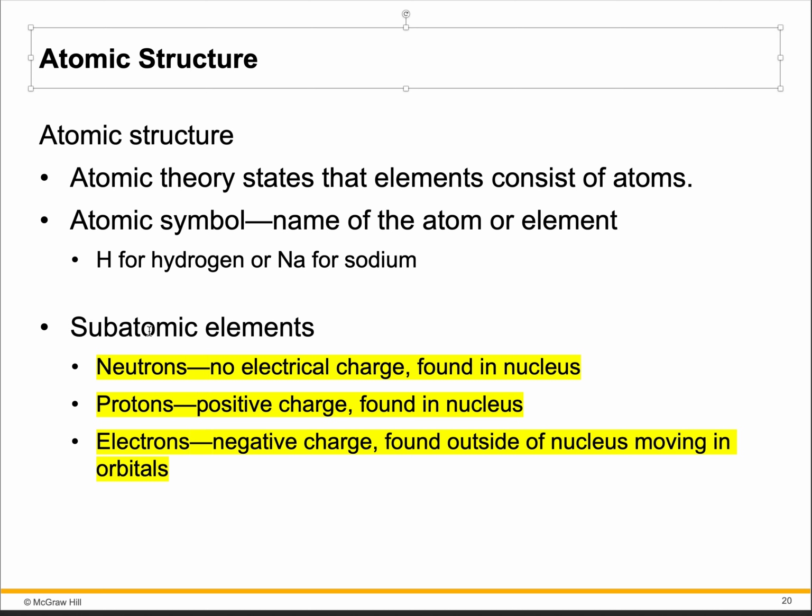Let's move on to subatomic elements. This is probably super fresh in your memory. We have 3 types: neutrons, protons, and electrons. Neutrons are neutral. They have no electrical charge and are found in the nucleus. Protons are positive and found in the nucleus, and electrons are negative, found outside of the nucleus, moving in orbitals.